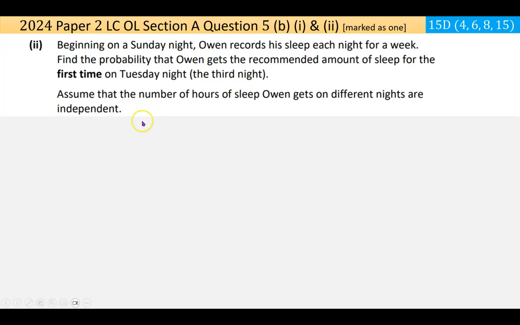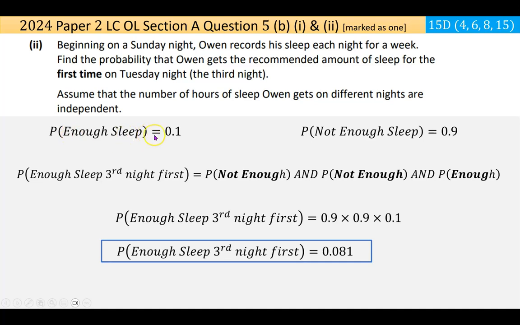Now I'll flick over to the answer. The probability of enough sleep is 0.1. We were told that. The probability of not enough sleep is 0.9. Now, in a sense, we're rehashing the answers from a previous part, and that should hopefully achieve something in terms of marks.